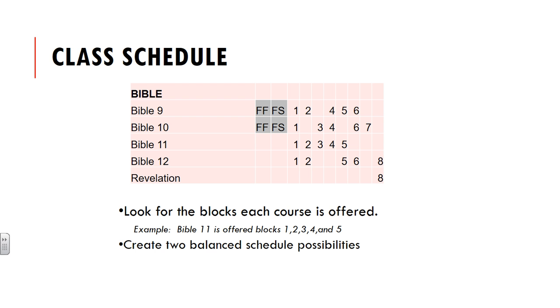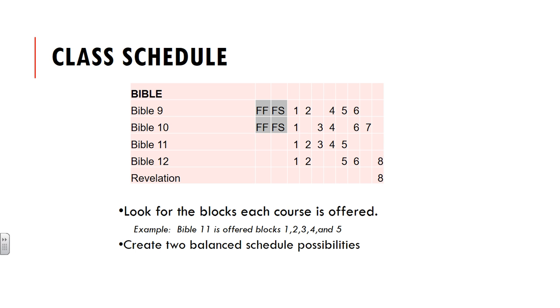Let's look at Bible, for example. On this grid, you can see that Bible is offered blocks 1, 2, 3, 4, and 5. You can see that Bible 12 is offered blocks 1, 2, 5, 6, and 8. For Bible 10, you will notice an FF and an FS, both shaded gray.